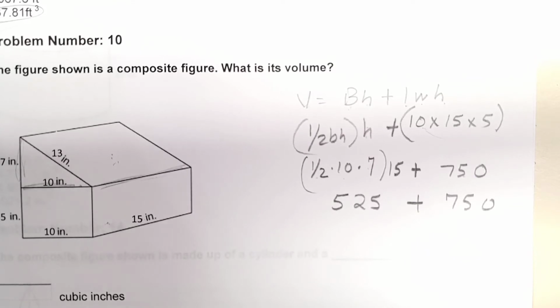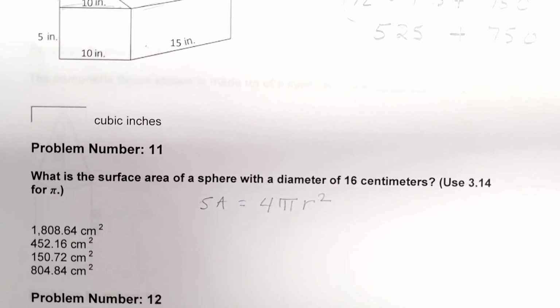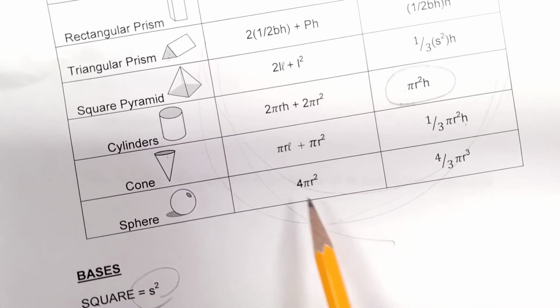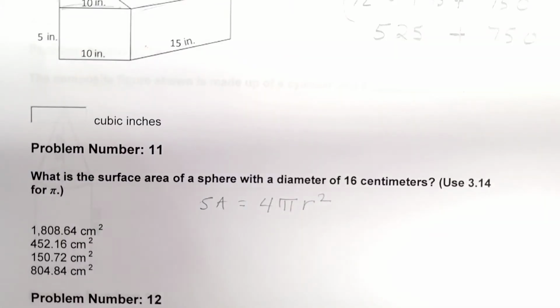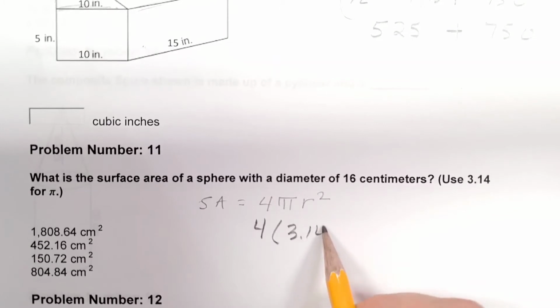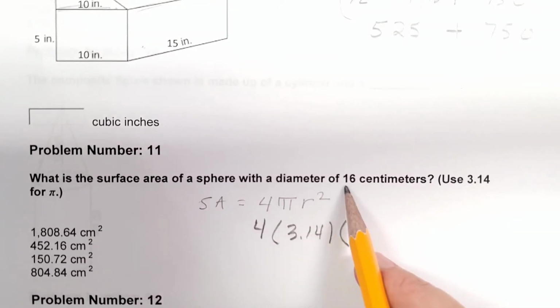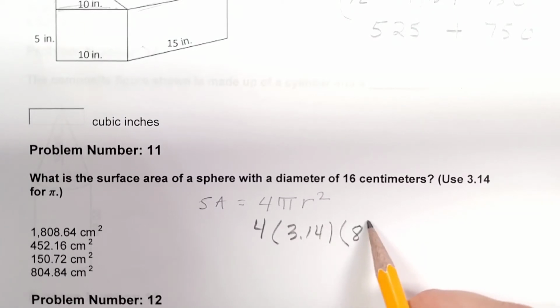Okay, problem number 11. What is the surface area of a sphere with a diameter of 16 centimeters? Surface area. I wrote down the formula: 4 times pi times radius squared. It's right here. Okay, so we're going to go 4 times pi times the radius squared. The diameter is 16, so the radius is 8, right?